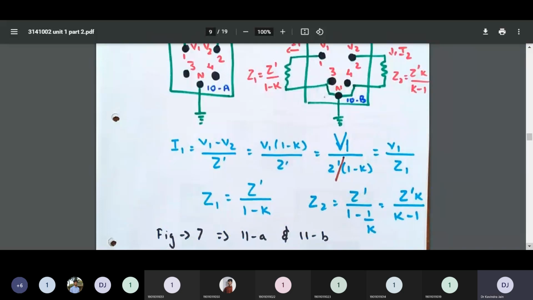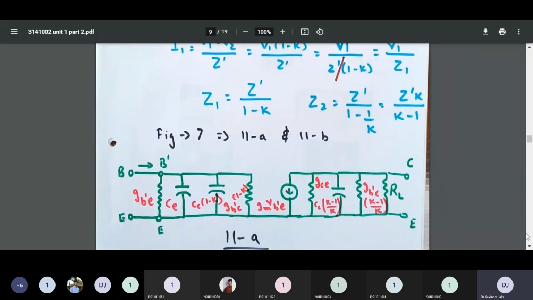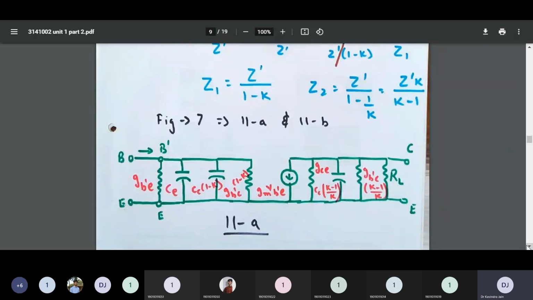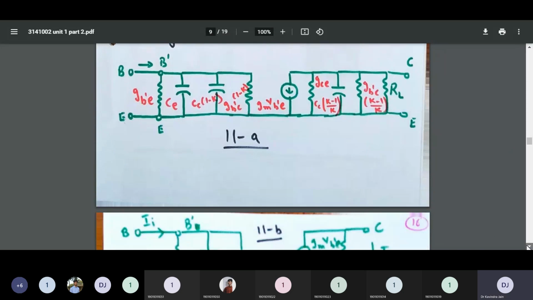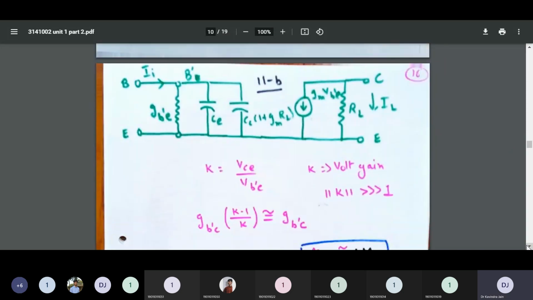And from figure number 7 that we have studied previously, we came across 11A and 11B. That is, from figure number 7A and 7B, we have tried to remove Z dash, that is Z1 and Z2, in this particular format of 1 minus 2, that is using Miller's theorem. So using Miller's theorem, in figures 11a and 11b, which are modified, here K is nothing but VCE upon VB dash. Now this K is nothing but our voltage gain.